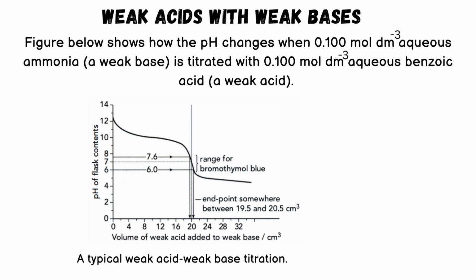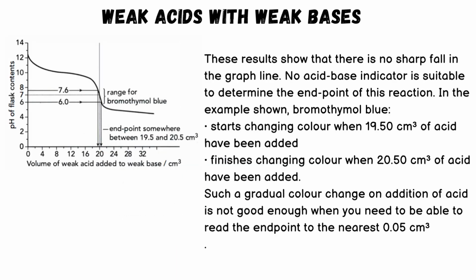The next one is weak acids and weak bases. The figure below shows how the pH changes when 0.1 mol per dm³ aqueous ammonia, a weak base, is titrated with 0.1 mol per dm³ aqueous benzoic acid, which is a weak acid. These results show that there is no sharp fall in the graph line. No acid-base indicator is suitable to determine the endpoint of this reaction.